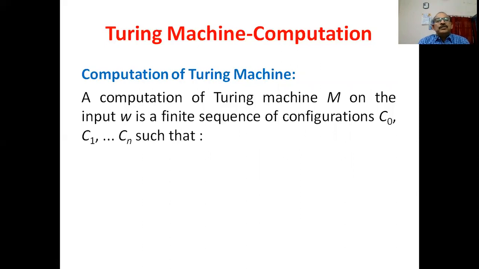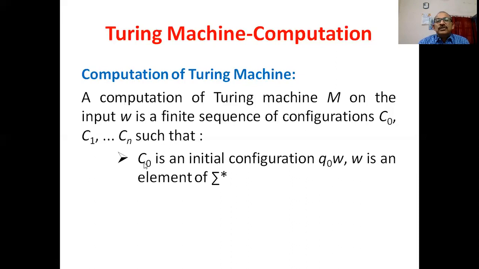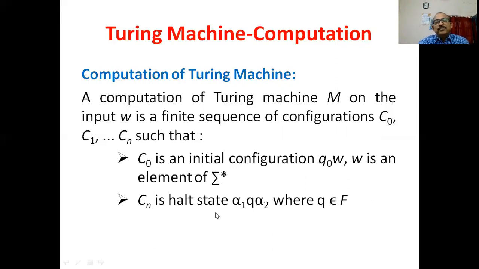Next part is a computation of a Turing machine. A computation of a Turing machine M on the input W is a finite sequence of configurations C0, C1 to Cn, such that C0 is the initial configuration. And how will we represent the initial configuration? The initial state Q0 followed by the input string W. And Cn is the halt state.